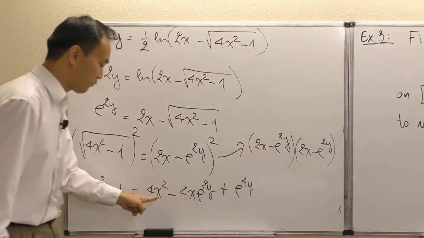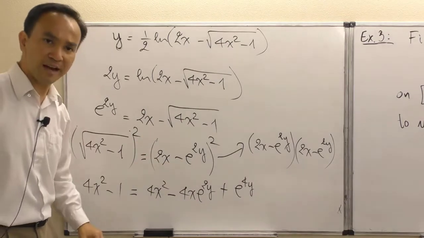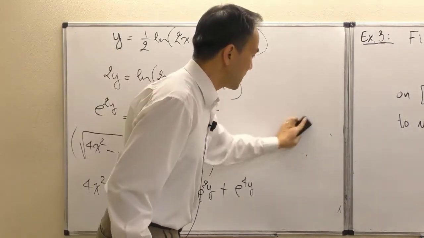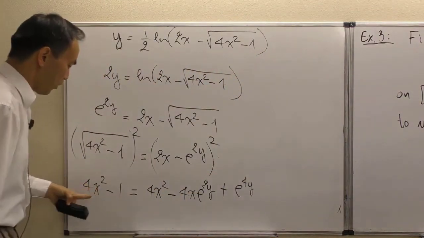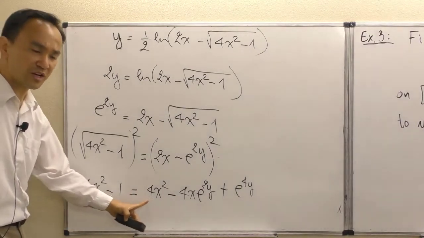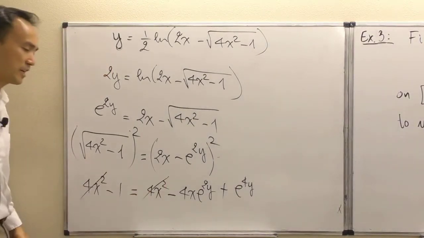So after foiling out, we should get something like this. You can double check my algebra on that. Okay, so now I'm going to clear this away because we need space. But now at this point right here, I have an identical term on both sides. I'm going to cancel that away.